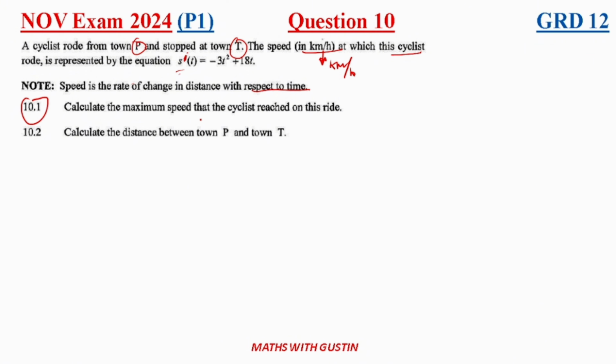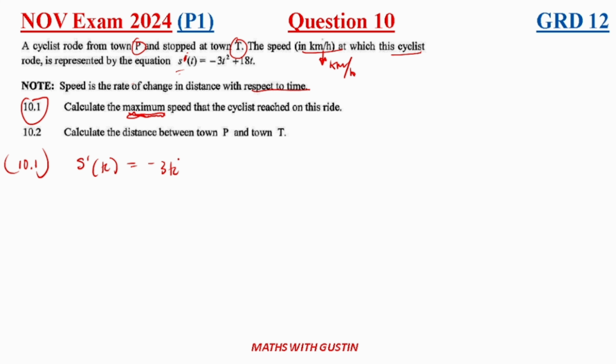10.1 says calculate the maximum speed that the cyclist reached on this ride. Now, I've already told you guys, every time you hear the word maximum or minimum and we're dealing with a derivative or functions, you must just know that they want you to equate the derivative to 0. So in this case, they're asking us to calculate the maximum speed. So they've given us S, which is that.